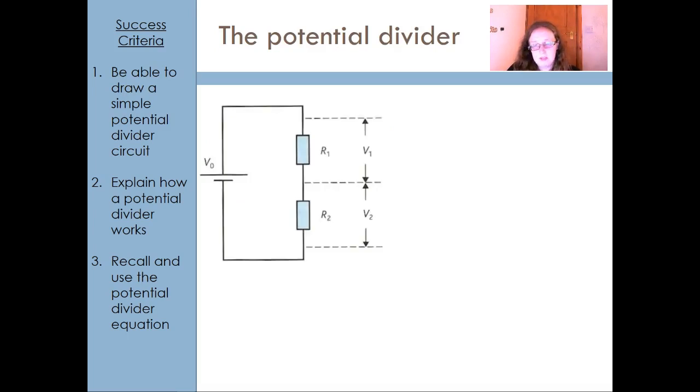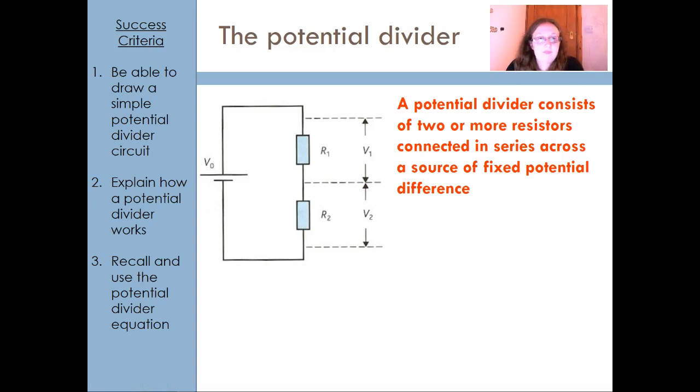So, basically, I've got a circuit that looks like this. I've got resistor 1 and resistor 2, and I have voltage 1 across resistor 1 and voltage 2 across resistor 2, and I've got a terminal potential difference going into my circuit. In essence, that's the EMF, because we're going to ignore internal resistance. And that is a potential divider circuit, because by having two fixed resistors, I'm dividing my potential between these two components, so it gives me a fixed source of potential difference.